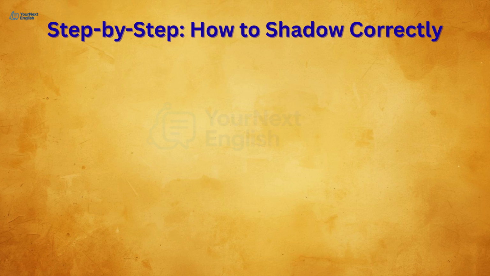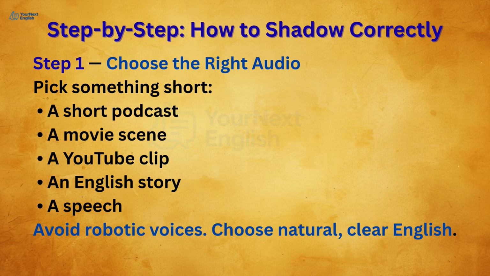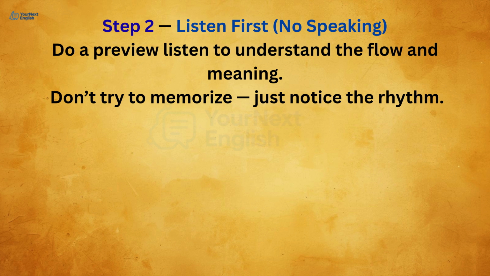Step by step, how to shadow correctly. Step 1. Choose the right audio. Choose something short. A short podcast, a movie scene, a YouTube clip, an English story, a speech. Avoid robotic voices. Choose natural, clear English. Step 2. Listen first, no speaking. Do a preview listen to understand the flow and meaning. Don't try to memorize, just notice the rhythm.